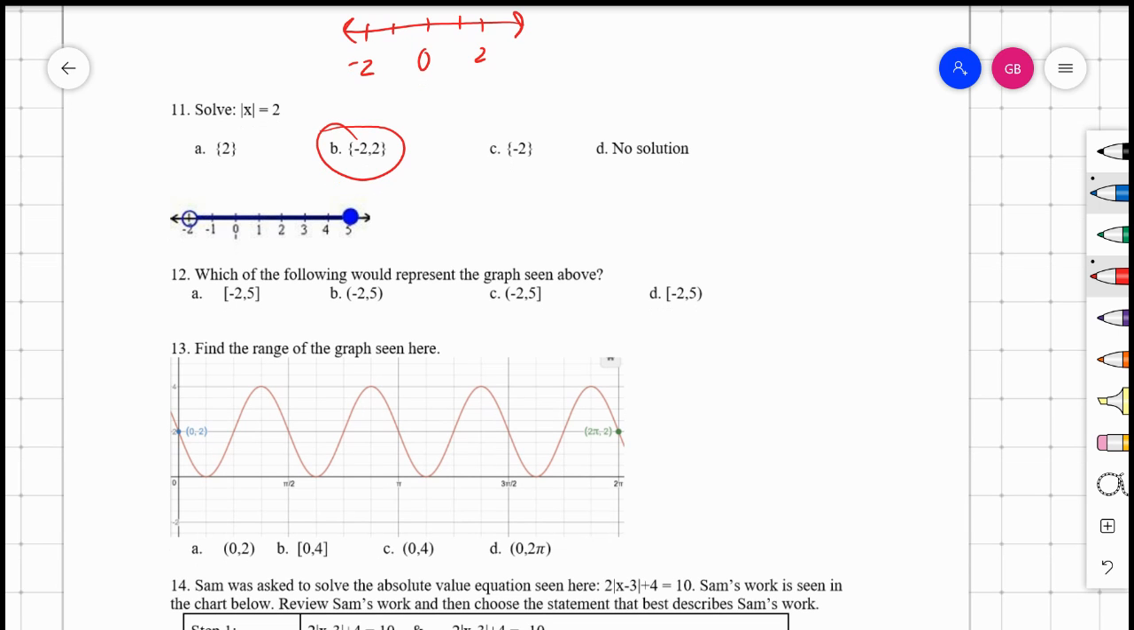Which of the following will represent the graph seen above? Okay, so from negative 2 to 5. Negative 2 is open, so that should be a parenthesis. 5 is closed, so that should be a bracket. So from negative 2 to 5 with a parenthesis and a bracket, that would be option C.